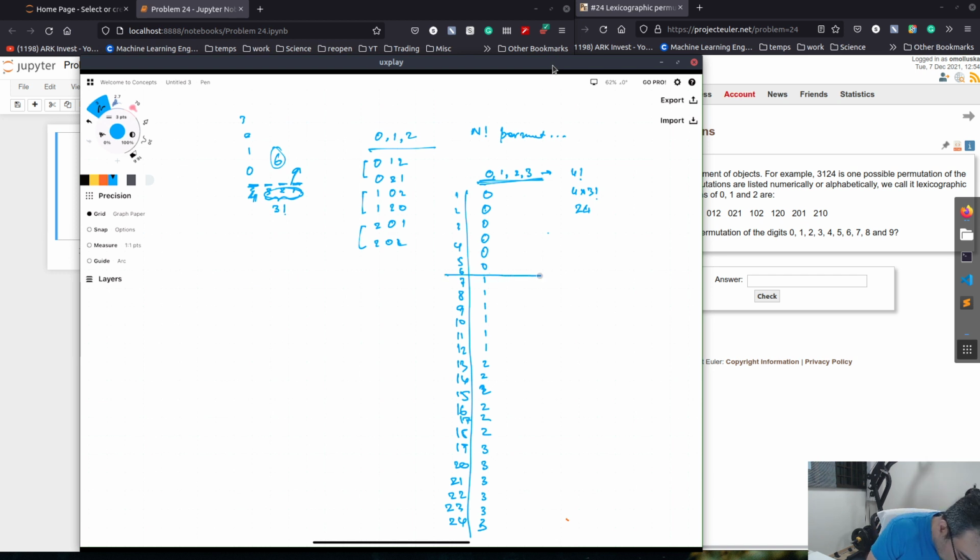So the first one, if we group this as blocks of that, so if we have 0 over here, what we have is 1 and 2 and 3 remaining, just like that. So we are going to have 2 factorial 1s, so 1 1, 2 factorial 2s, 2 2, and 2 factorial 3s, like that.